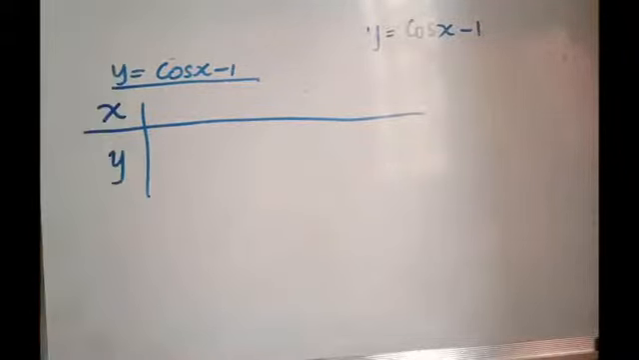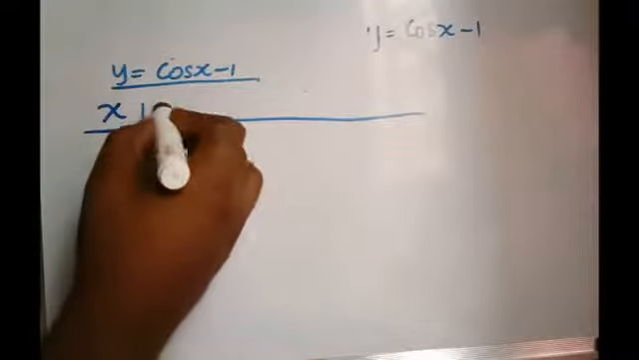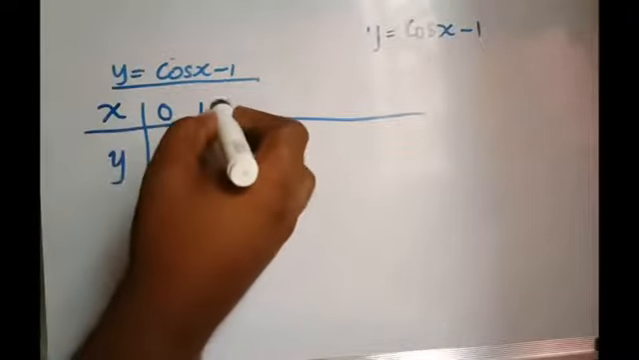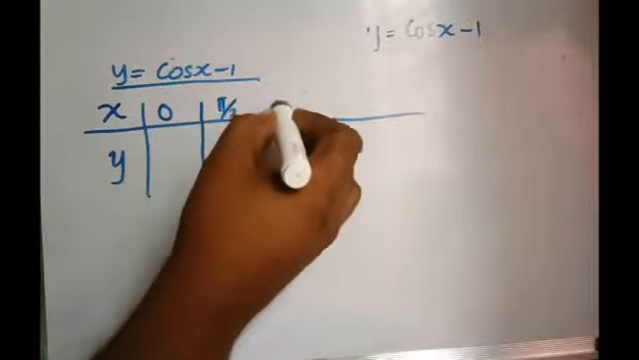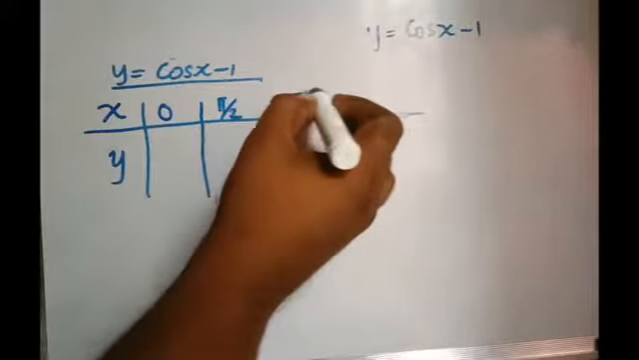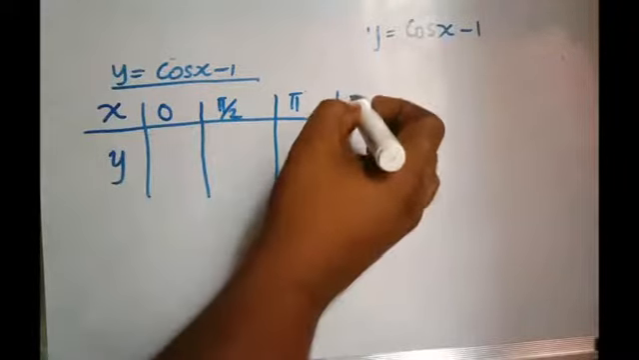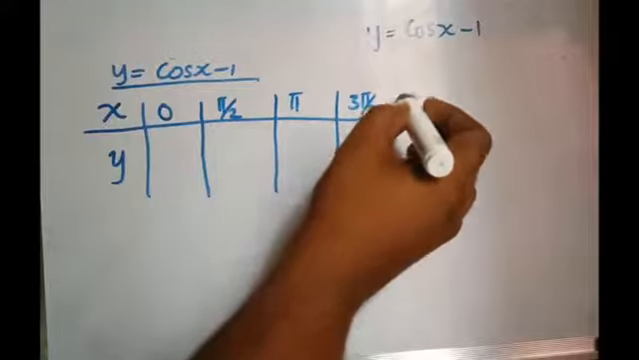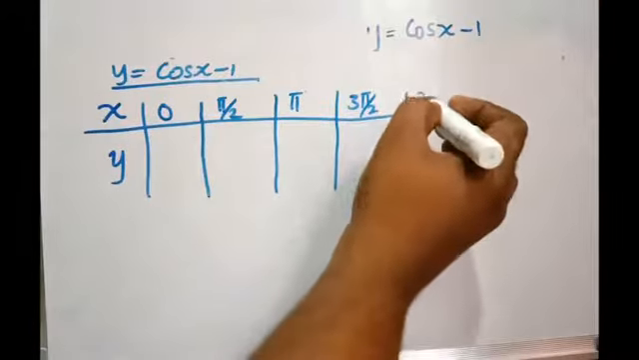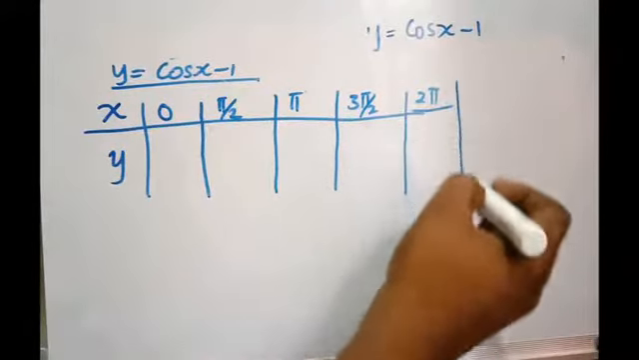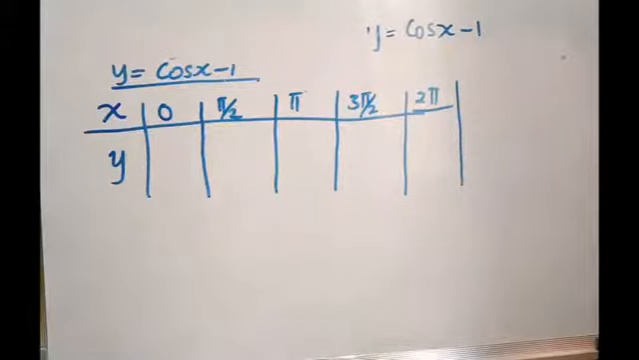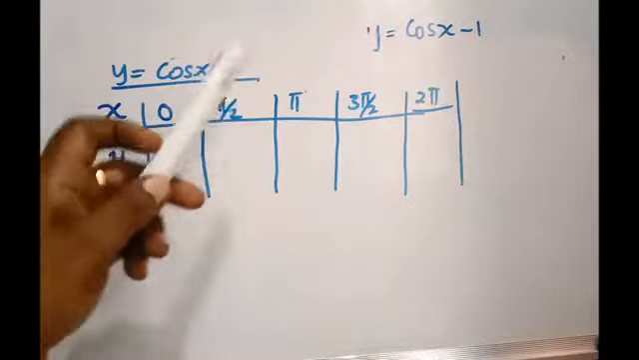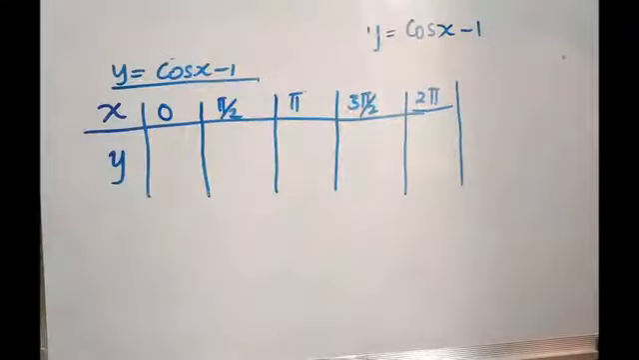You can take our normal values like 0 radian, pi by 2, pi, 3 pi by 2 and 2 pi. Our normal values in degrees, if we speak, 0, 90, 180, 270, 360. Those values you can take.